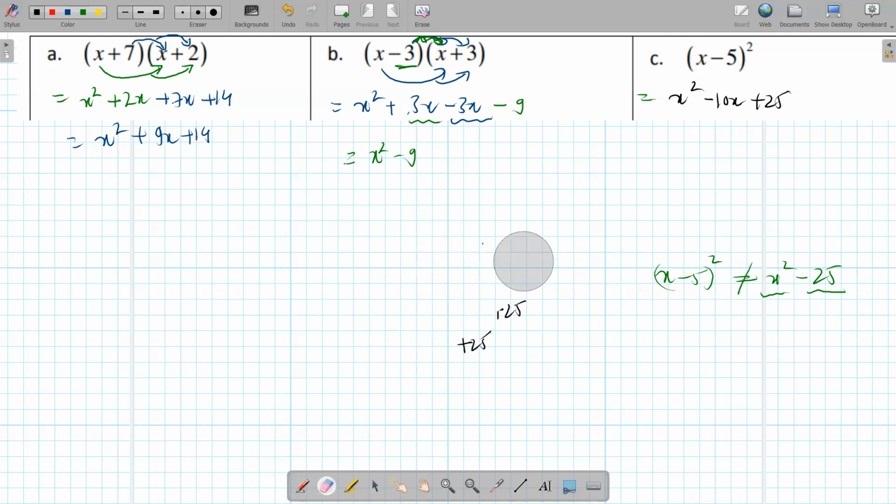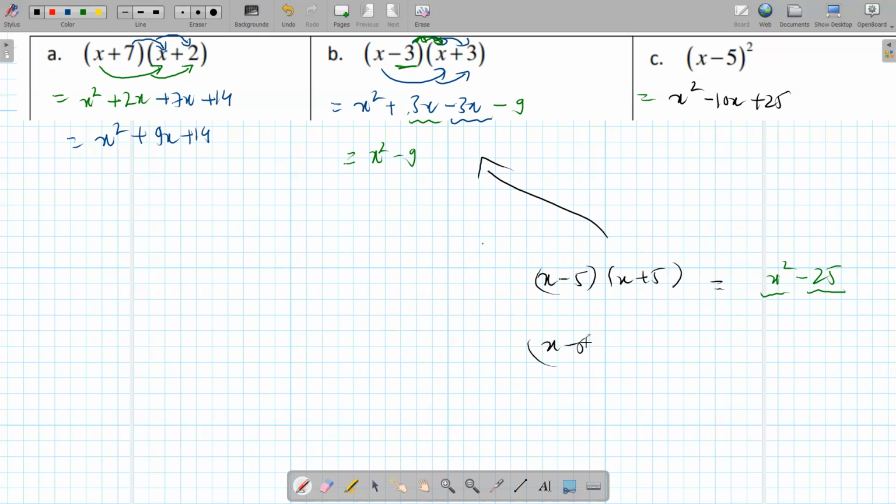But when is it going to be x squared minus 25? It's going to be x squared minus 25 if it's like this: x minus 5 times x plus 5. In this case, that is going to be x squared minus 25, but not x minus 5 whole squared. There's a missing minus 10x term in the middle. That's why.